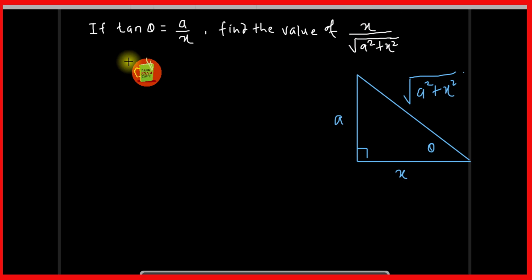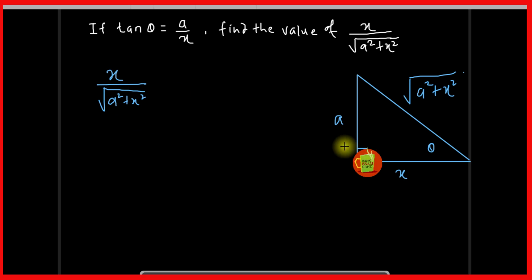And so here we have to find the value of x upon root of a square plus x square. X is what? This is the adjacent side, correct? And root of a square plus x square is what? This is the hypotenuse. So adjacent side upon hypotenuse gives you cos of theta, and therefore the value of x upon root of a square plus x square is equal to cos of theta.